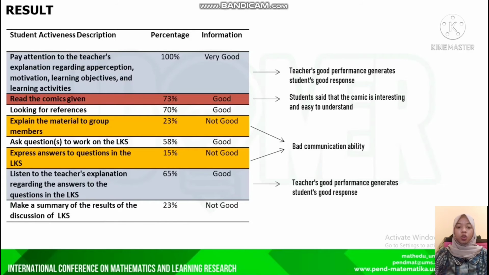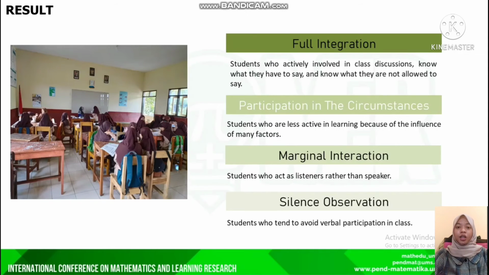Students tend not to be active in activities involving their communication ability, such as explaining to group members and presenting their discussion result. This can be caused by student lack of confidence, student focus difficulty, etc. Student behavior found in this research can also be grouped based on 4 types according to Giliu.